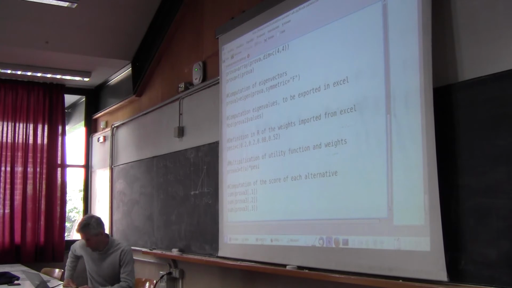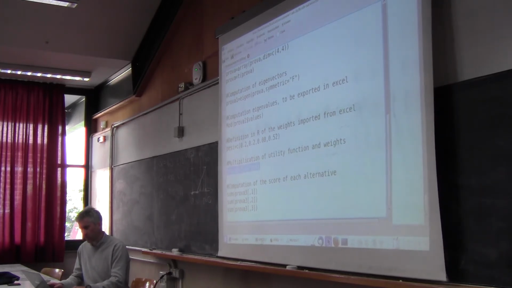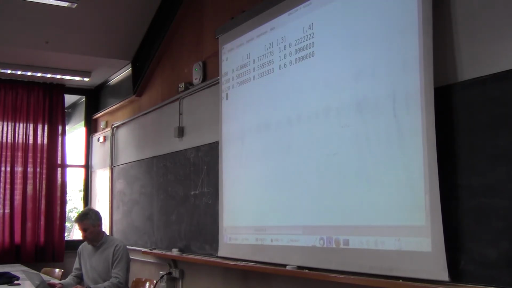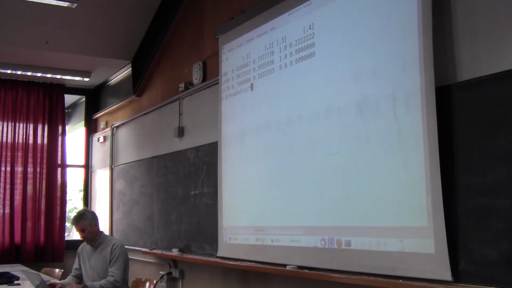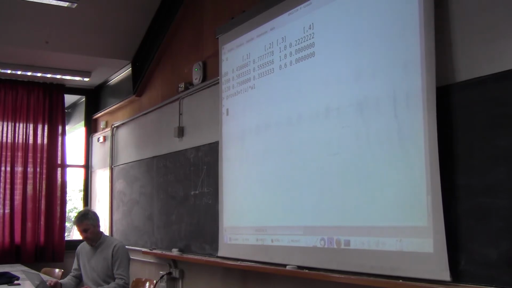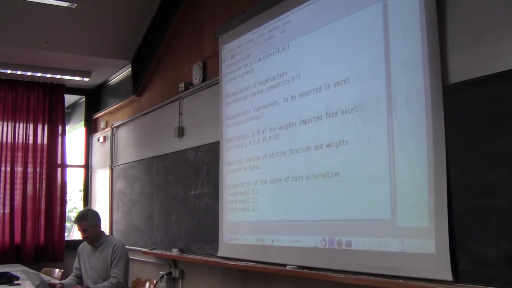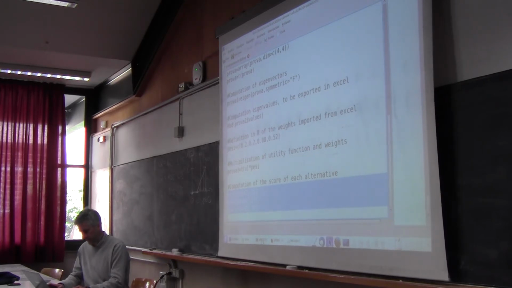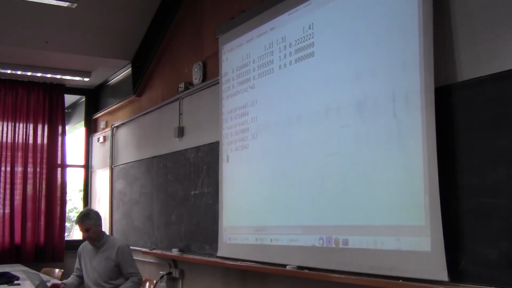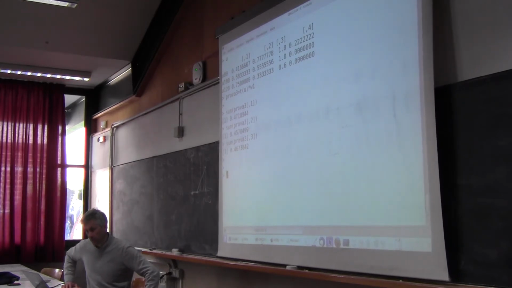Let me do that. Of course, when I copy, I have to change it: I don't have to use PESI, but I have to use W1. And then I just have to sum the rows of this matrix, and these are my utilities.